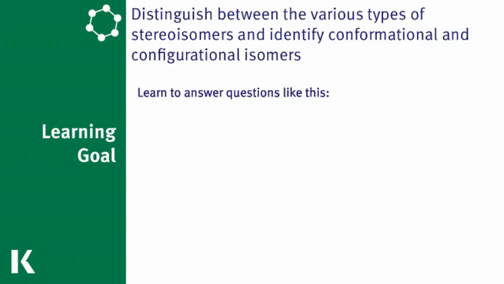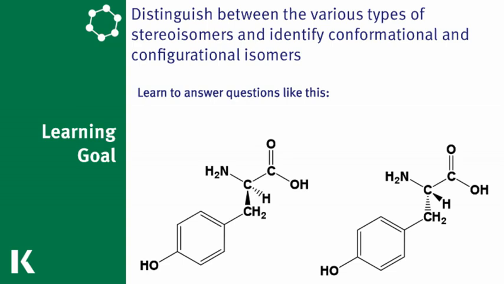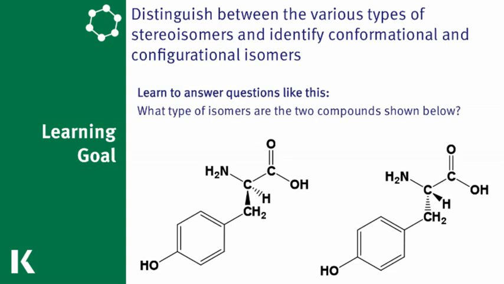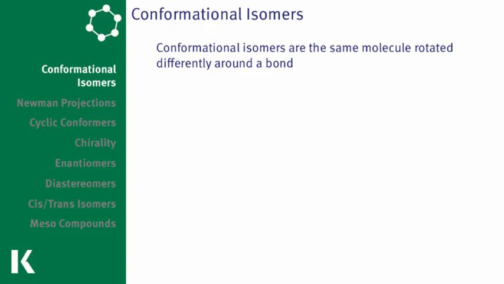After watching this video, you should be able to answer questions like this one, which asks you to classify a pair of potential isomers. Many of the isomers you will see in this video are, at best, subtly differentiated. Therefore, it is most clear if we start with one of the more general classes of isomers, conformational, and work our way up to the more particular ones.